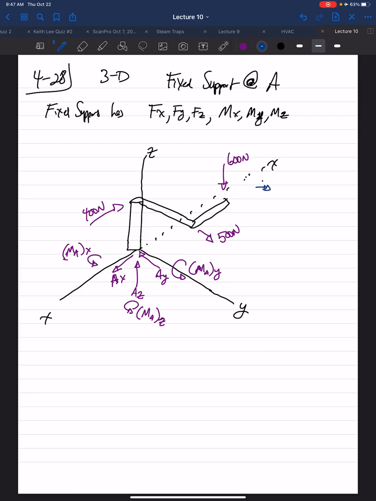So sum of our forces in the x direction equal to 0 for equilibrium. We have AX minus 400 newtons equals 0. AX equals 400 newtons. Sum of our forces in the y direction equals 0. You have your 500 Newton minus your AY equals 0. So AY is 500 newtons.